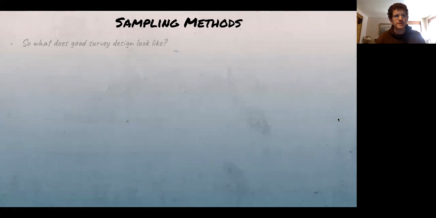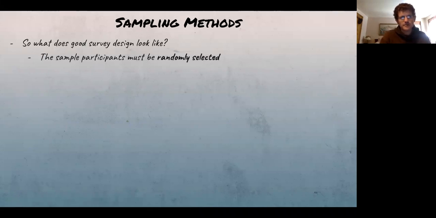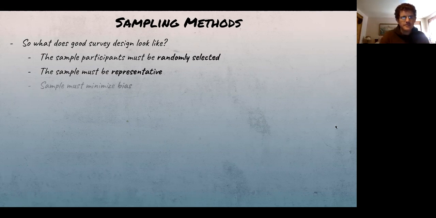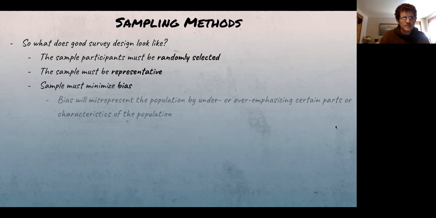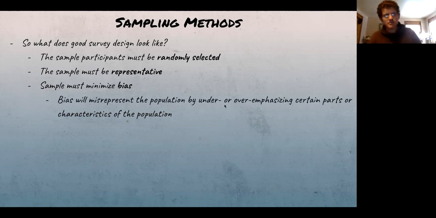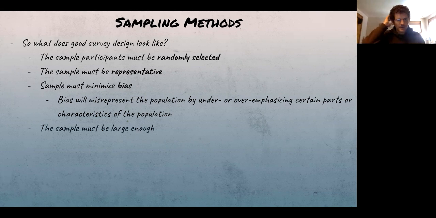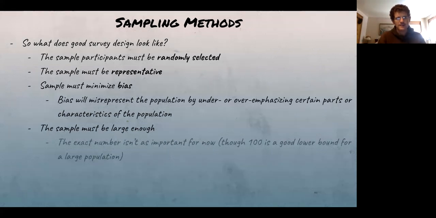I need to probably speed up a little bit. So what does good survey design look like? So like I said before, you must randomly select your participants in the survey. It needs to be representative, and you need to minimize bias. And you can bias a survey by over or underemphasizing certain parts or characteristics of the population. You're never going to get it perfectly representative, but you want to try and minimize where the bias is. And it must be large enough. And the exact number isn't super important for right now. So you can think of 100 as a good lower bound if you're talking about a large population.